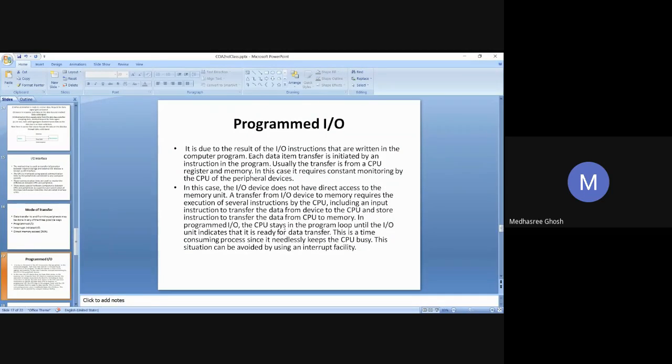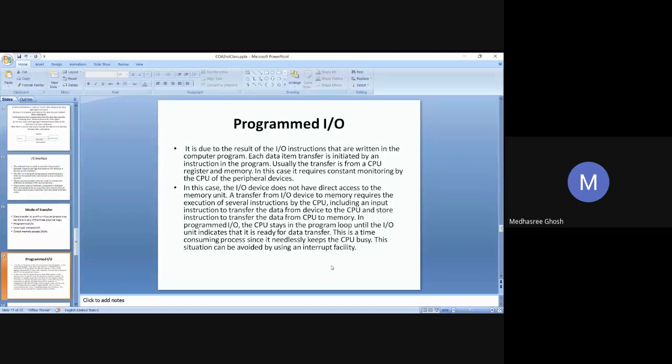Now, the CPU stays in the program loop until the input output unit indicates that it is ready for data transfer. This is a time consuming process. Obviously, when the CPU is busy with monitoring something, this will take time, because the CPU is taking time to monitor an instruction to be executed. It is keeping monitored the instructions where it is written in the program and where it should be stored afterwards. It has to keep monitoring everything. That is why this is a very time consuming process, and it keeps the CPU busy needlessly. There's no need of keeping everything monitored.